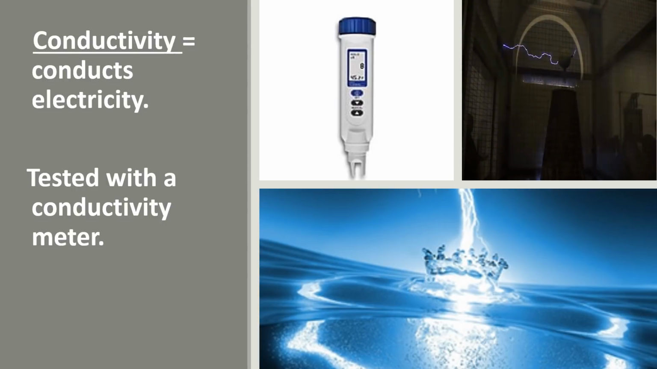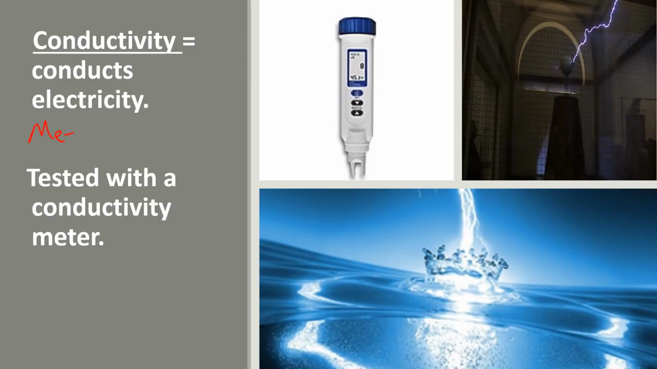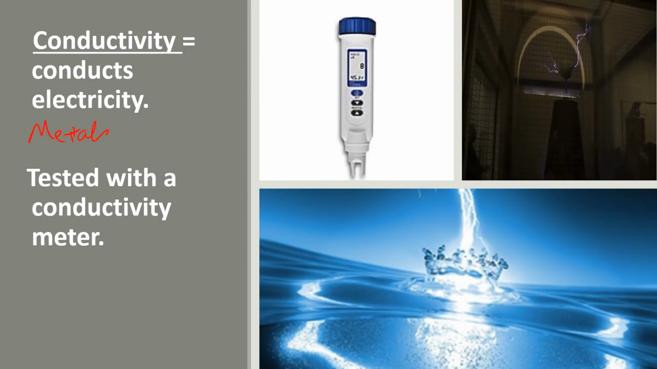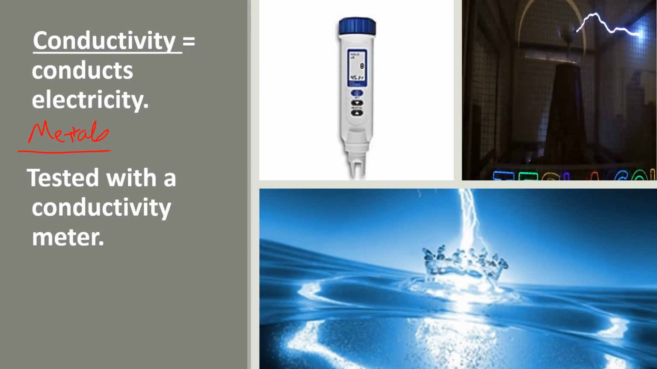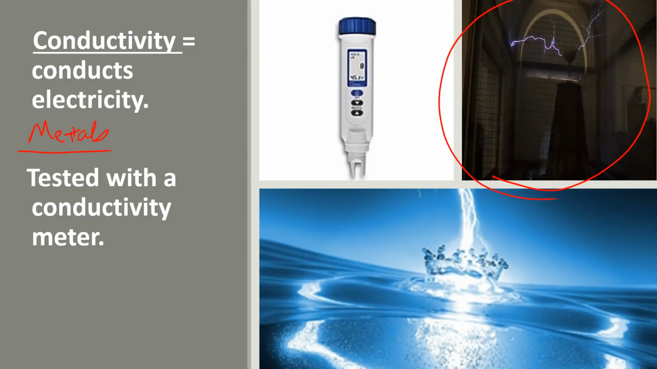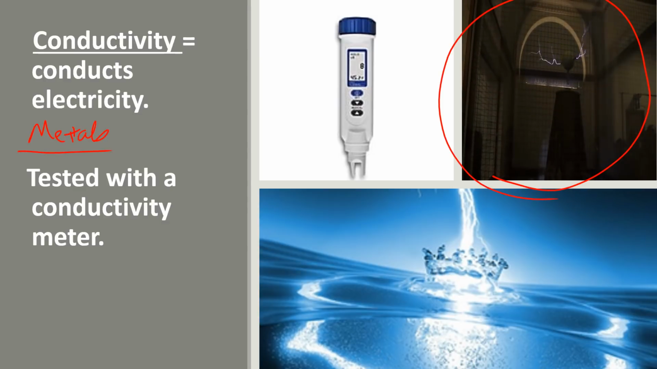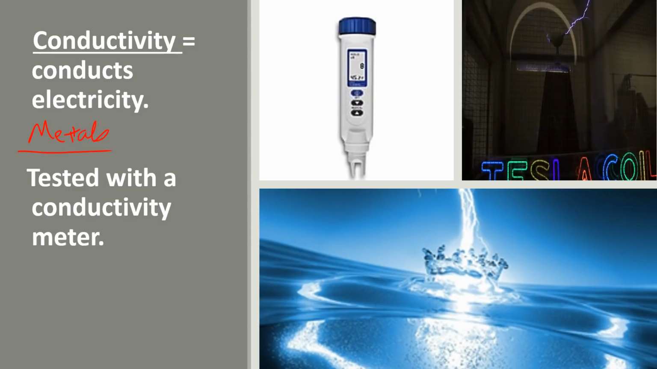Conductivity, meaning they conduct electricity, and this is going to be mostly in the metals. The metals are going to conduct electricity. A lot of the wiring in your house, well, all the wiring in your house, but most of the wiring is going to be made of things like copper. And so we get some pretty cool stuff like this big old Tesla coil right there. It's made of metals that are conducting large amounts of electricity.